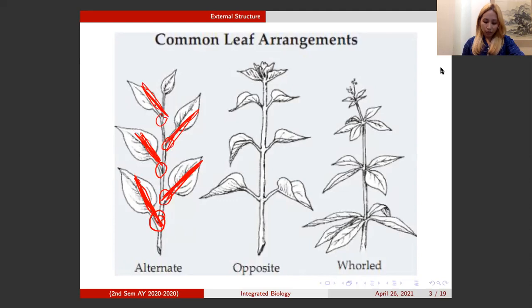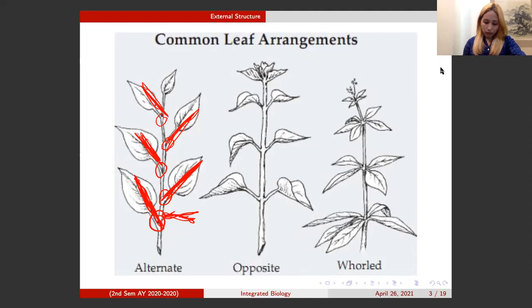So it becomes spiral if, for example, not directly from this node, in the next node it goes here, but it's like 35 degrees, not directly above, and adjacent to the leaf below. So the arrangement goes like this. Small angles as it goes up, so that's spiral.